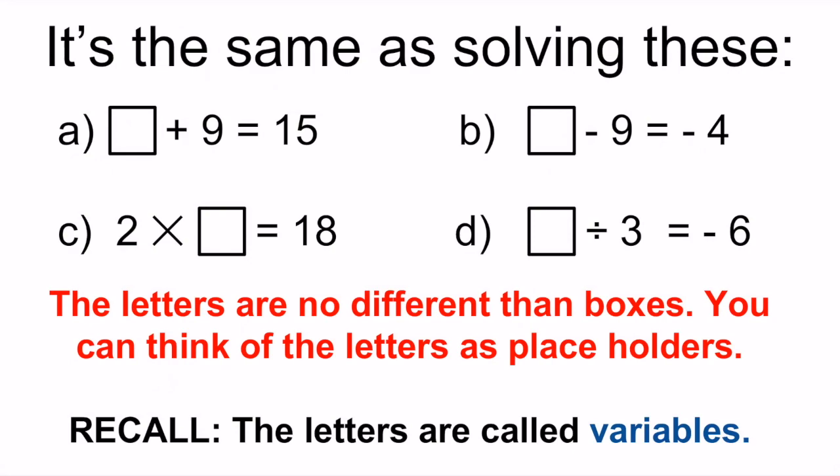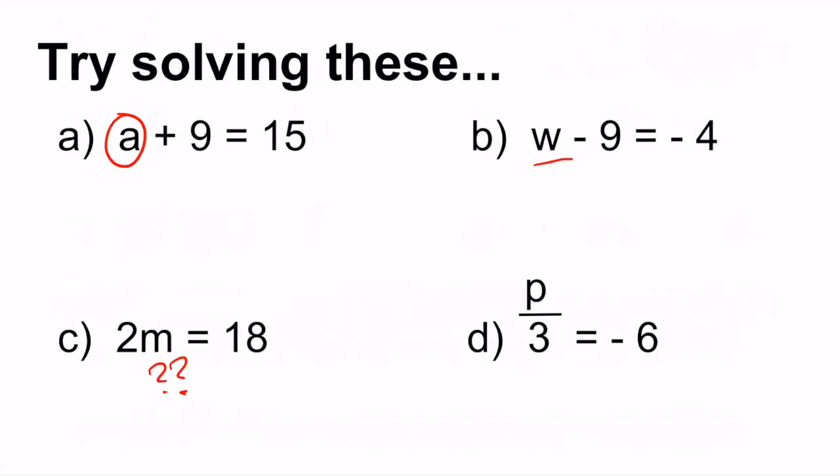If I just gave you these boxes, and I said, box plus 9 equals 15, you'd say, oh, well, that's 6. Easy. Or this box minus 9 equals negative 4. You'd say, well, okay, that's 5. 2 times what number? 2 times a box equals 18. Well, I know that 2 times 9 equals that. And the last one, after a little bit of time, you'd say, okay, negative 18 divided by 3 equals negative 6. But these boxes are no different than what we saw before. These are the exact same equations.